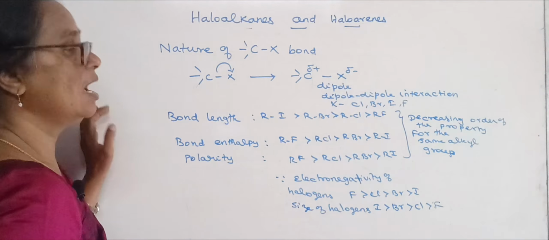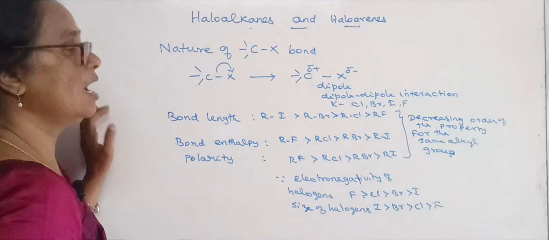So based on this, we can observe the presence of the halide group in the compound, and depending on its electronegativity, it can develop polarity in the carbon-halogen bond.